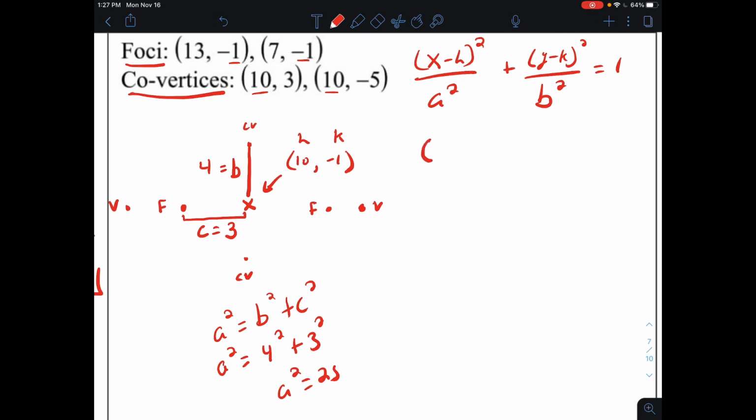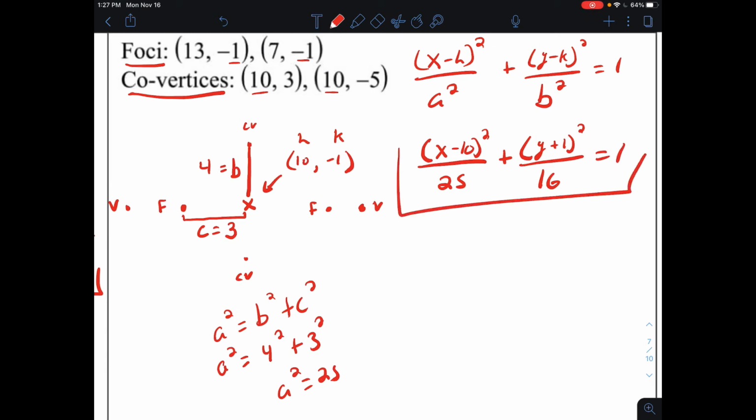Now we plug everything in. So our general form, or our standard equation, is going to be x minus h squared, so x minus 10 squared, over a squared, 25, plus y minus negative 1, y plus 1 squared, over b squared, which is 16, is equal to 1. There's our standard equation.